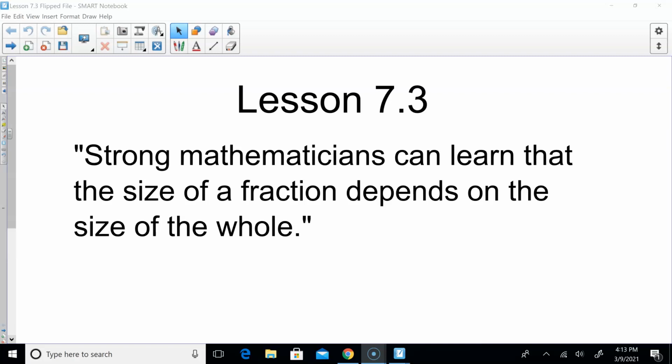Today, strong mathematicians can learn that the size of a fraction depends on the size of the whole. Please take out your notebook and a pencil. You can write down today's date, Lesson 7-3, and let's dive right in.